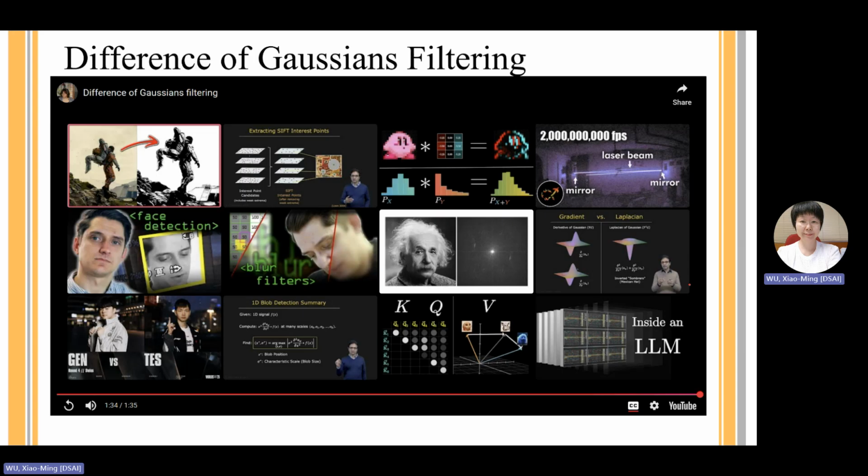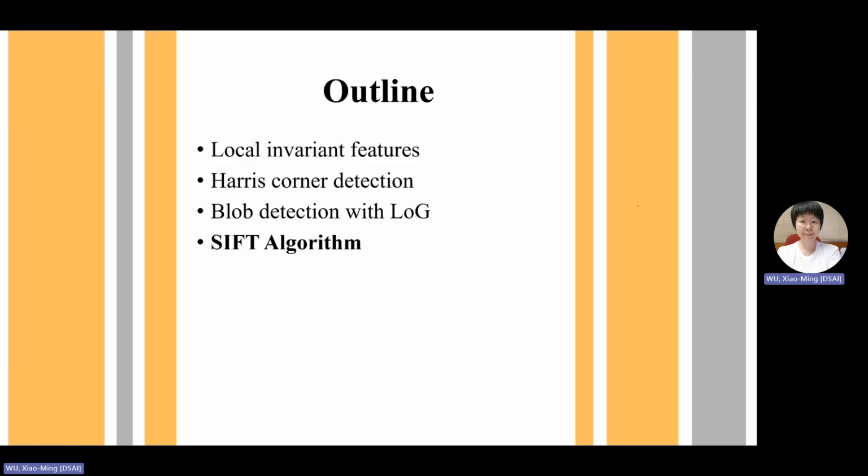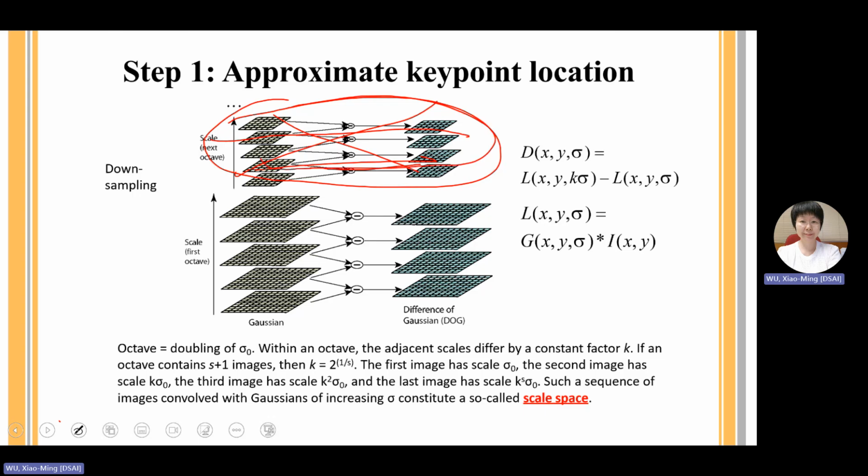And DOG is applied by subtracting. You don't need to care for this. Let's not consider this, let's only consider this part. Considering this part, we apply Gaussian kernel with different sigma to the image, and then we obtain a stack of blurred images.